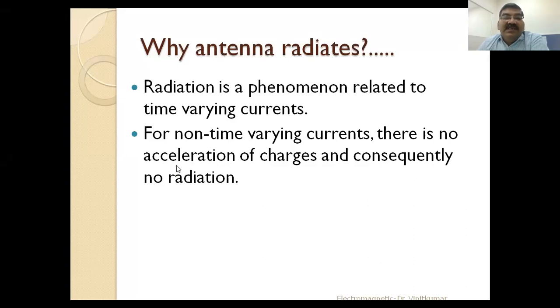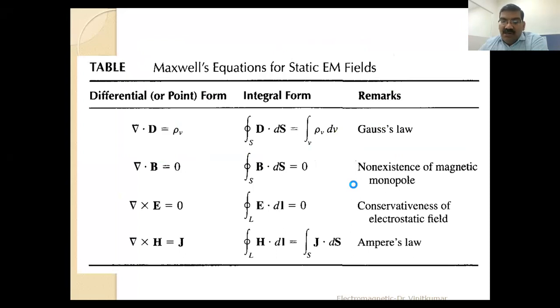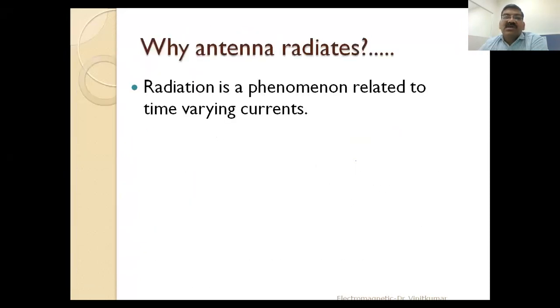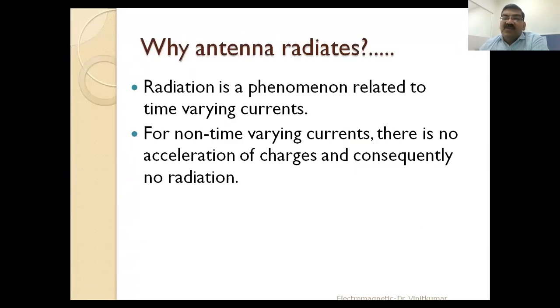So why is it not happening for DC? Because DC is a constant current, as in the graph we have seen. The constant current is there, so there is no acceleration or deceleration. What is acceleration? Rate of change of velocity. Velocity of what? The rate of change of velocity of the electron, that is the current. So the rate of change of electron velocity is not there.